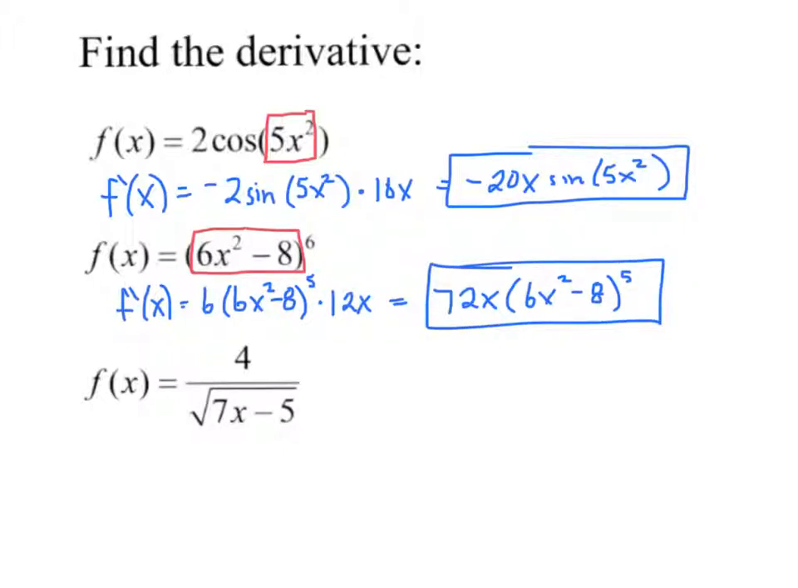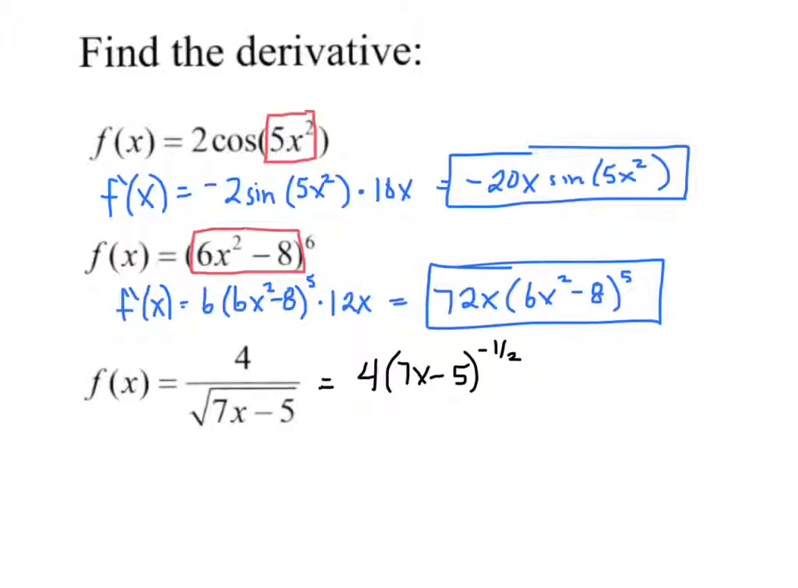Now this next problem, I would start by doing a little rewriting. Okay? I would rewrite this as 4 multiplied by 7x minus 5 to the negative 1/2 power. Because of course a 1/2 gives us the root. The negative is what would have put it in the denominator. Now what this does, it gives me a really nice way of just using power rule.